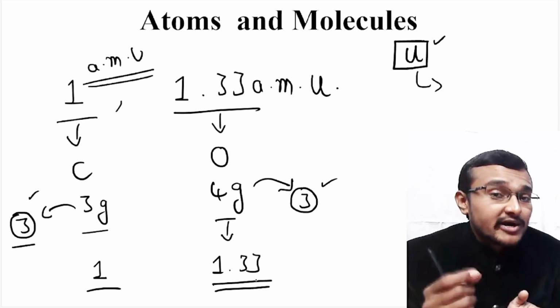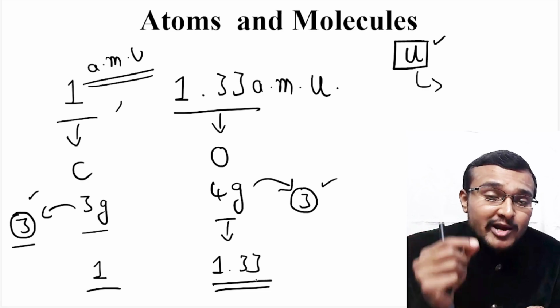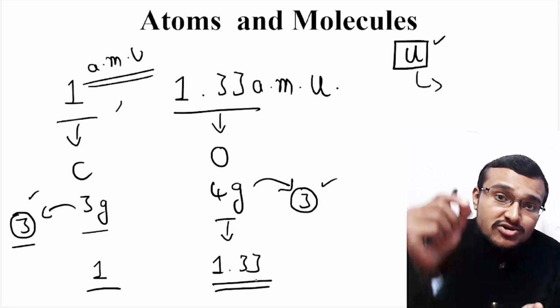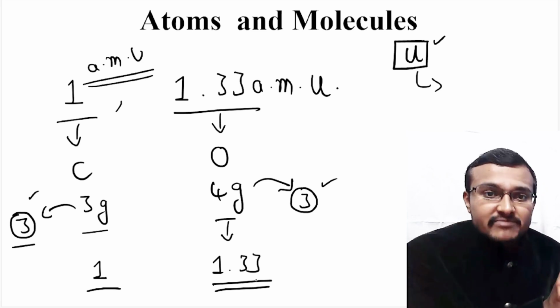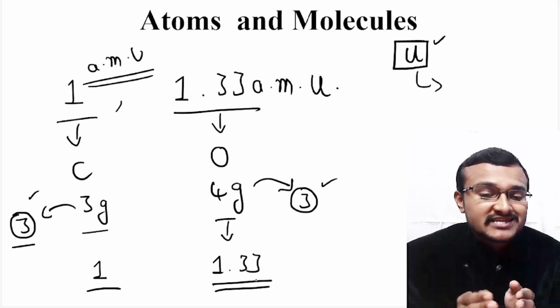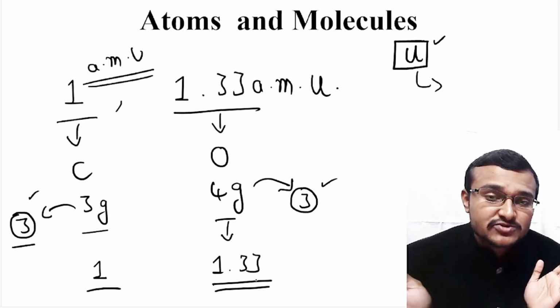So now what is 1.33? 1.33 is the atomic mass unit of that oxygen compared with carbon. It is not the individual atomic mass unit of oxygen. You cannot just say 1.33 is the atomic mass unit of oxygen.